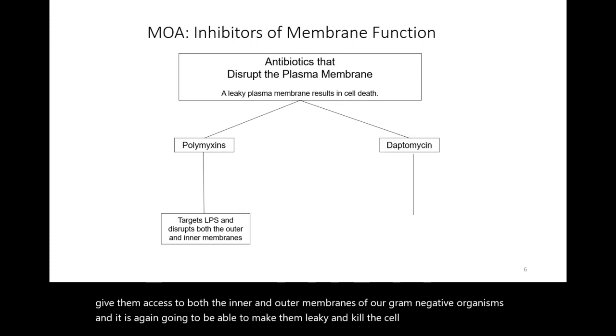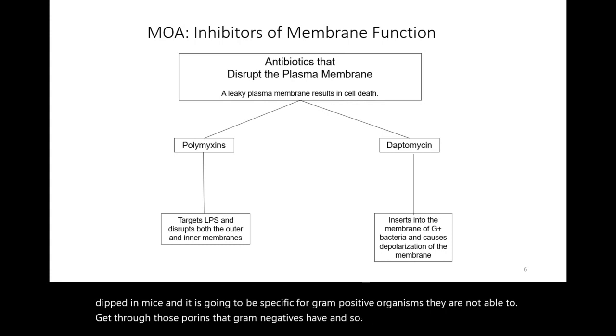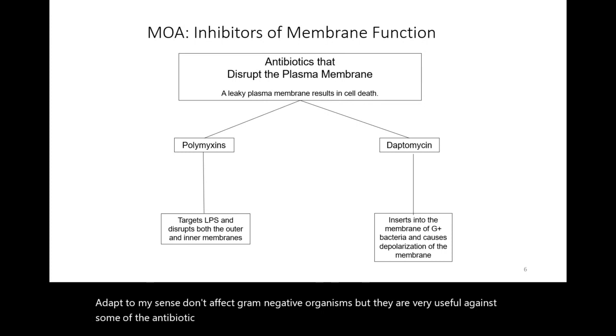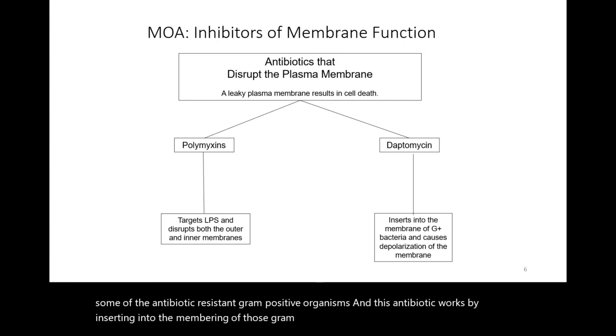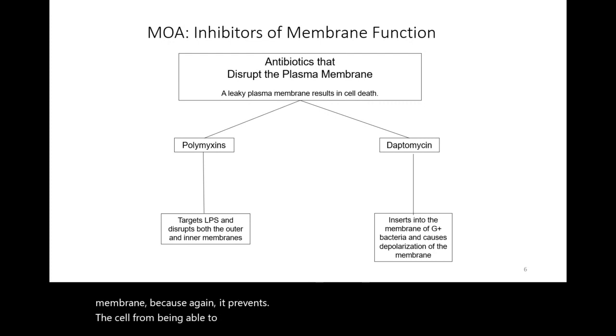On the other hand, daptomycin is going to be specific for gram-positive organisms. They are not able to get through those porins that gram-negatives have. And so daptomycins don't affect gram-negative organisms, but they are very useful against some of the antibiotic-resistant gram-positive organisms. And this antibiotic works by inserting into the membrane of those gram-positives and causing that depolarization of the membrane, because again, it prevents the cell from being able to regulate what enters and exits the cell.